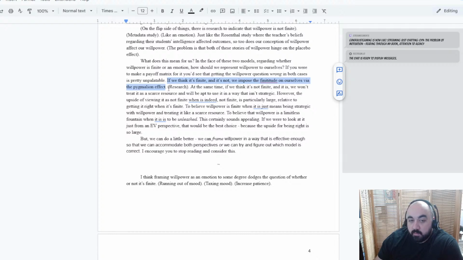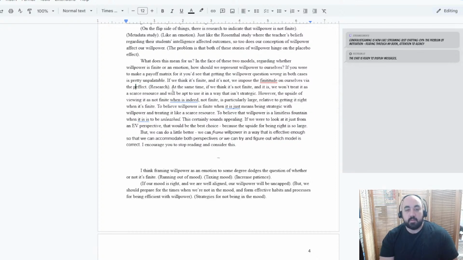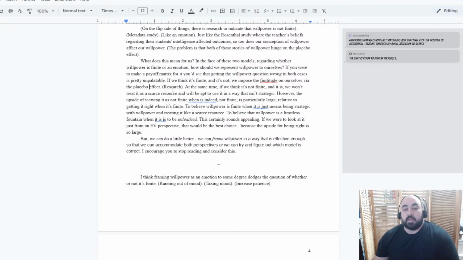So if we think it's finite and it turns out it's not, then we will have a placebo. I think that's a little bit more accessible. At the same time, if we think it's not finite, and it is, we won't treat it as a scarce resource, and we will be apt to use it in a way that isn't strategic. However, the upside of viewing it as not finite when it is indeed not finite is particularly large relative to getting it right when it is finite.